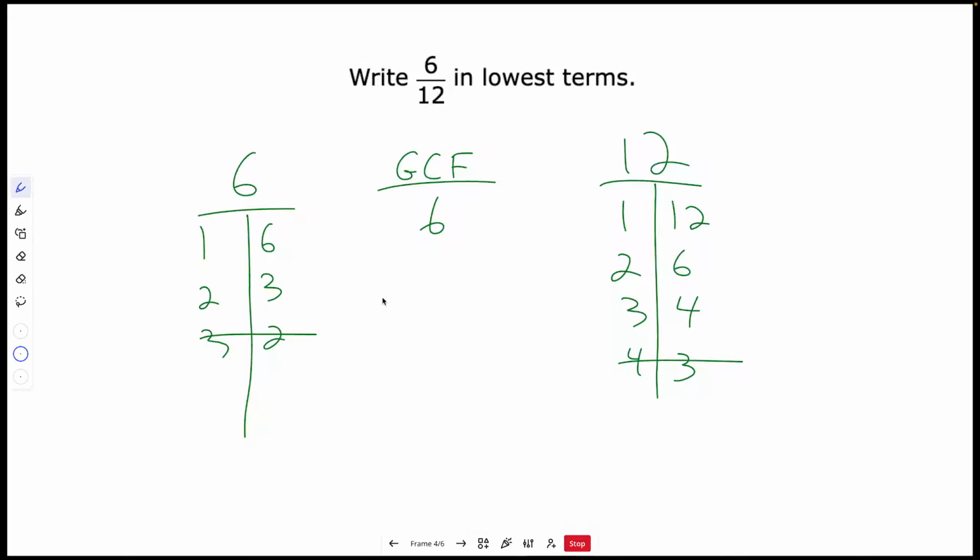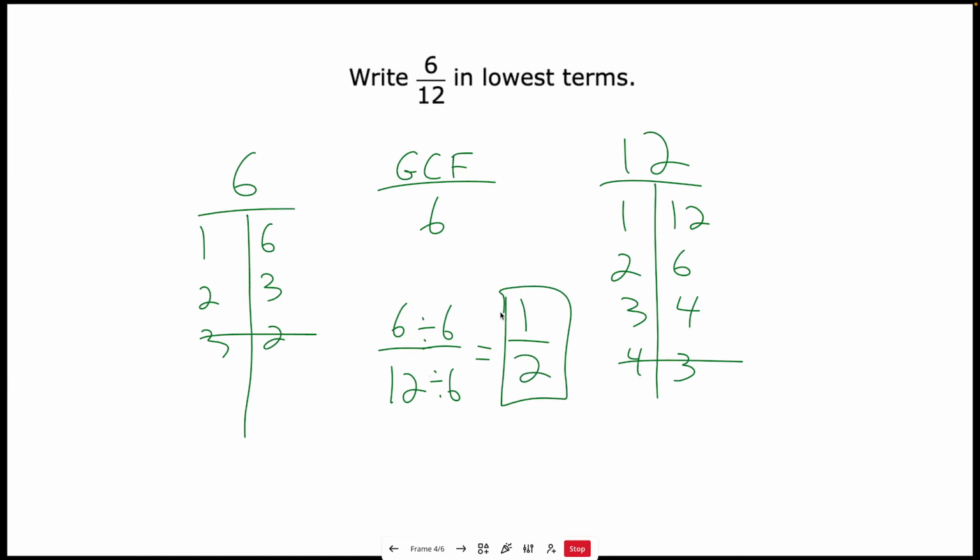One, we started with 6 over 12, and what you're really doing is you're dividing each of these by 6. And when you do that, 6 divided by 6 is 1, 12 divided by 6 is 2, and this is now written in lowest terms. This is reduced. This is a simplified fraction.